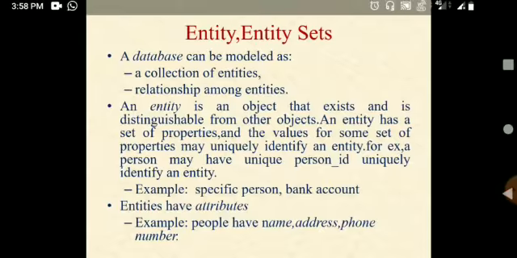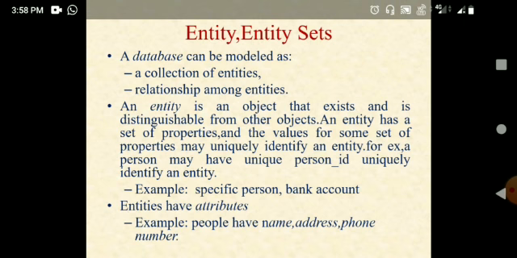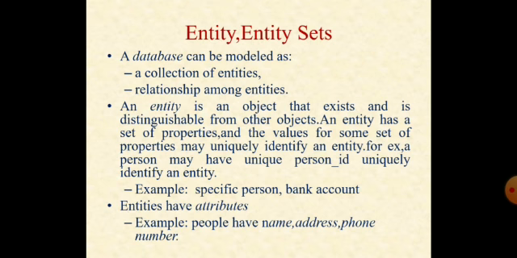Today's topic is entity, entity set, and attributes. First, let us see what an entity is. An entity is an object that exists and it is distinguished from other objects. An entity has a set of properties and values for that set. For example, a person is an entity, a bank account is an entity.